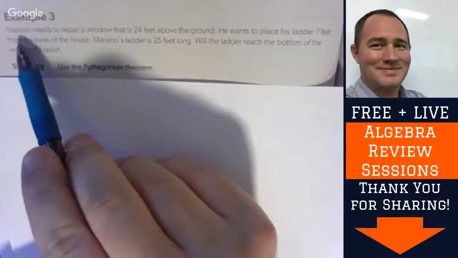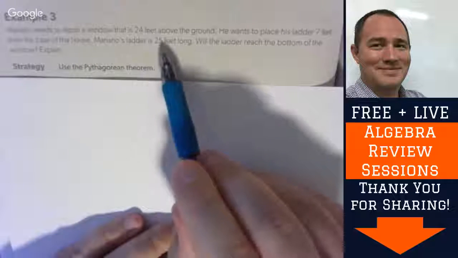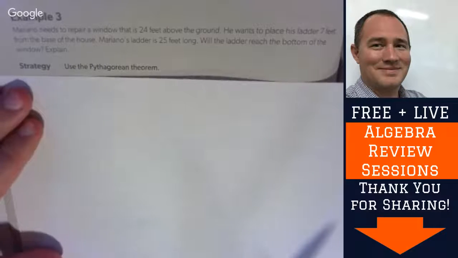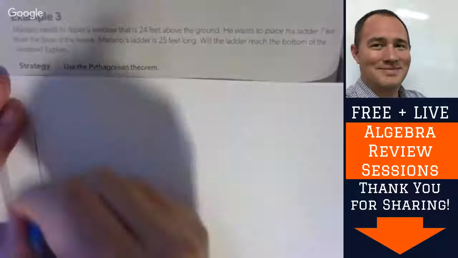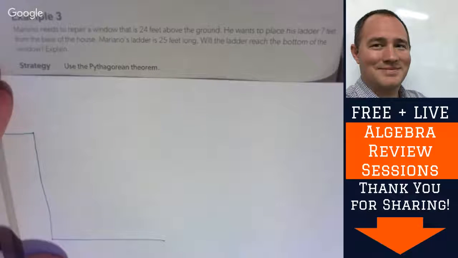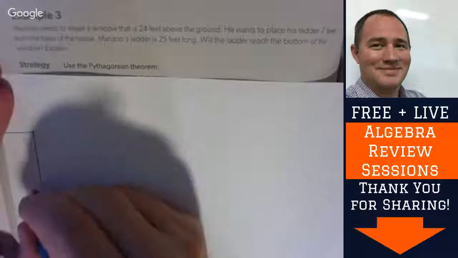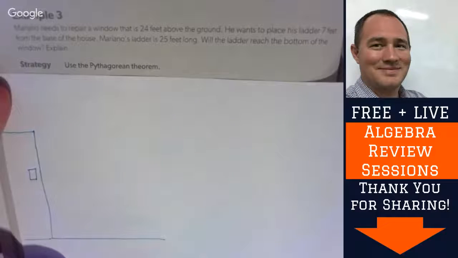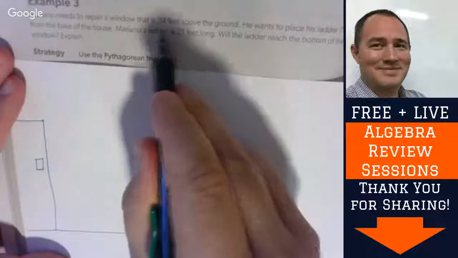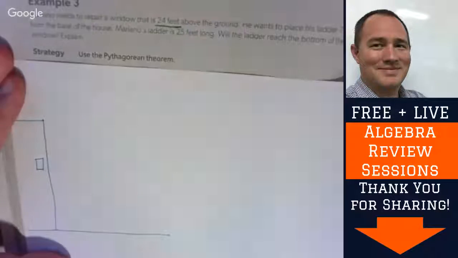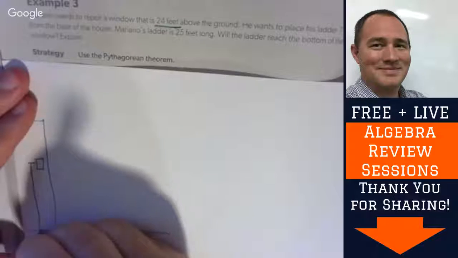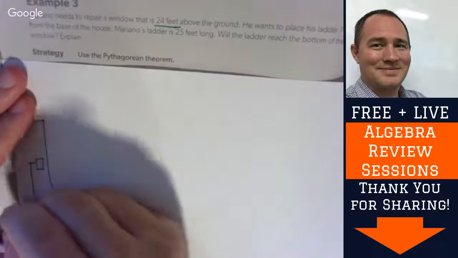Okay, so Mariano needs to repair a window that is 24 feet off of the ground. A lot of times drawing a picture helps us start to understand this. If we're talking about a window that's 24 feet off the ground, then we're probably looking at the side of a building, right? So let's draw a building, draw what we know. We know what a building looks like. We know what a window looks like. So what is that dimension? 25 feet, I'm sorry, 24 feet, yes. We even try to keep the colors consistent. So that's 24 feet.